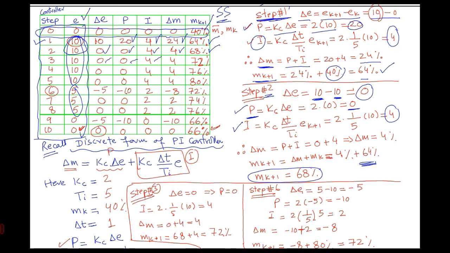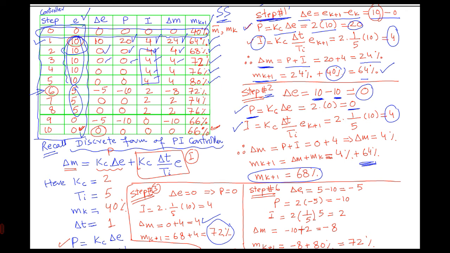The same happens for the next stage, and 4 is added at step number 3, and we have around 72% at step 3, 76% at step 4. If we see, the integral is constantly added during this sustained error. The error is sustained, and after that is step number 6.